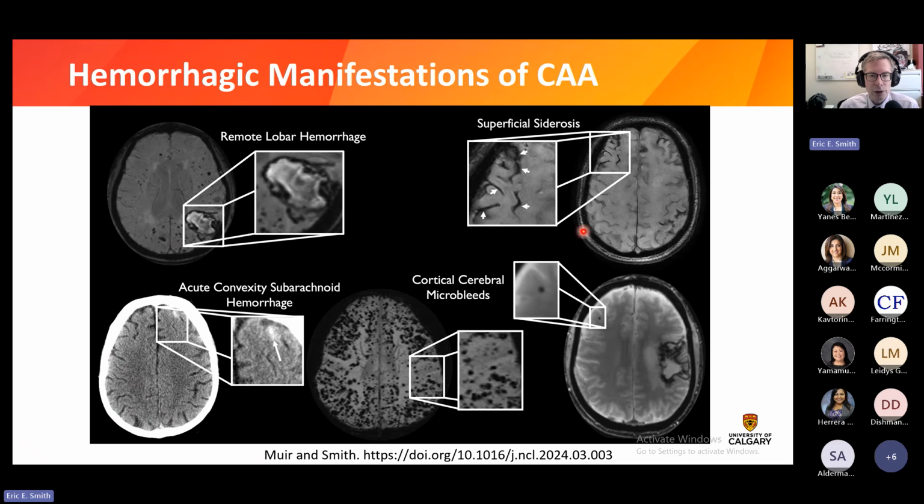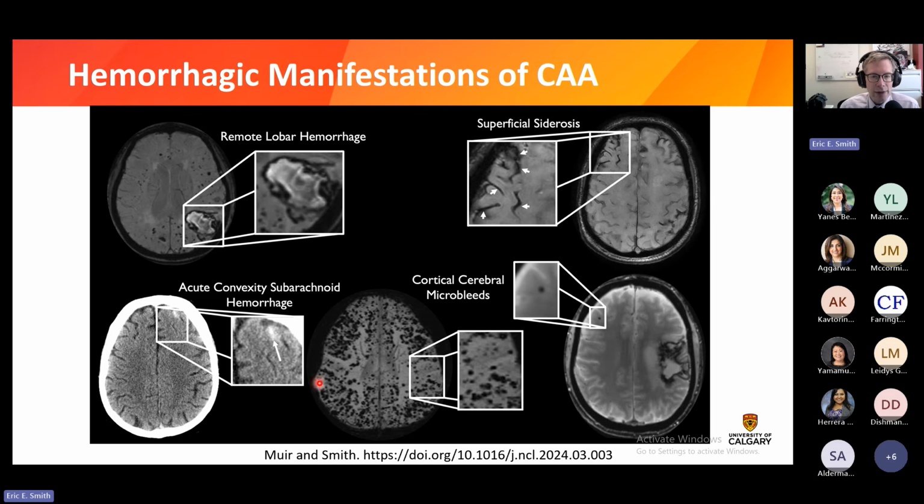Cortical superficial siderosis refers to susceptibility along the cortical sulci that reflects hemosiderin deposition just under the pial surface or in the superficial layers of the cortex. And we think this predominantly reflects past silent subarachnoid hemorrhages, or symptomatic subarachnoid hemorrhages for that matter, but it's a sequela of past subarachnoid hemorrhage.